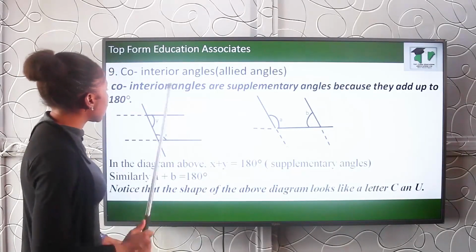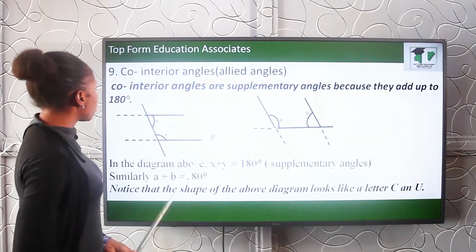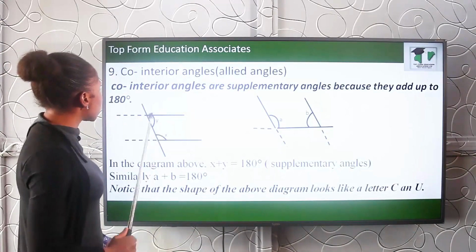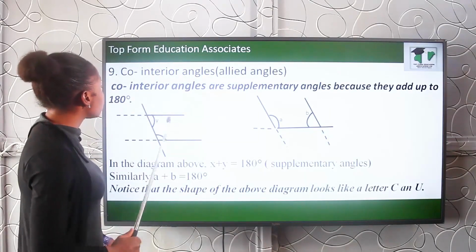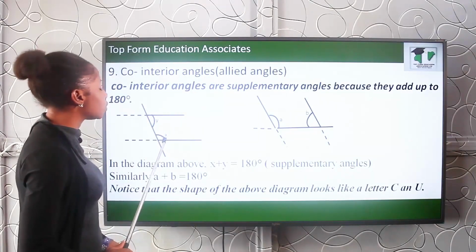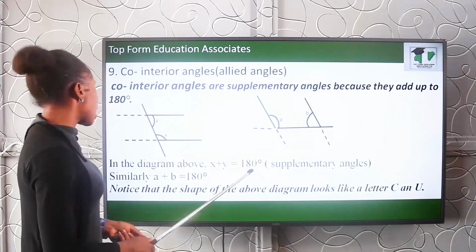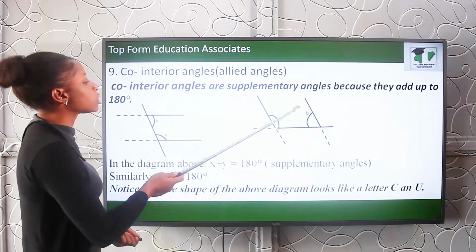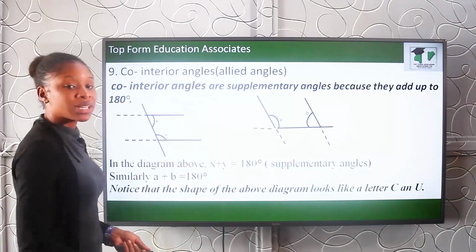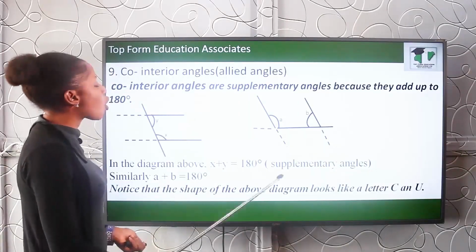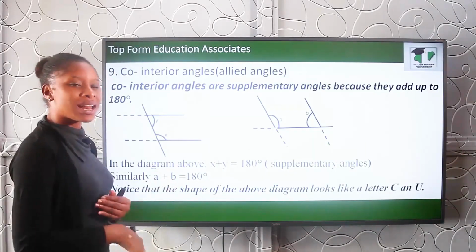We have angle Y and angle X, and we have angle A and angle B. When you take the measurement for angle X and the measurement for angle Y, we discover that the sum gives us 180 degrees. Similarly, when we take the measurement for angle A and angle B, we realize that the sum gives us 180 degrees. So these angles are called co-interior angles or supplementary angles, or they are also called allied angles.